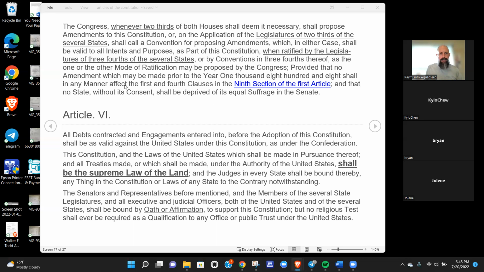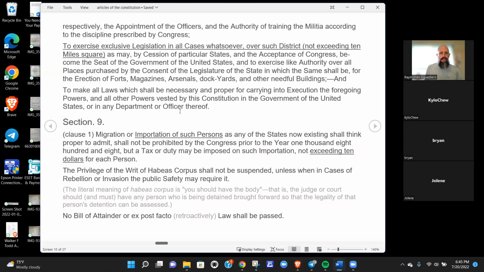So the protection to the first and fourth clauses, the ninth section. So the first and fourth clause. Did it work? Oh, hey, look at me. Look at me. All right.